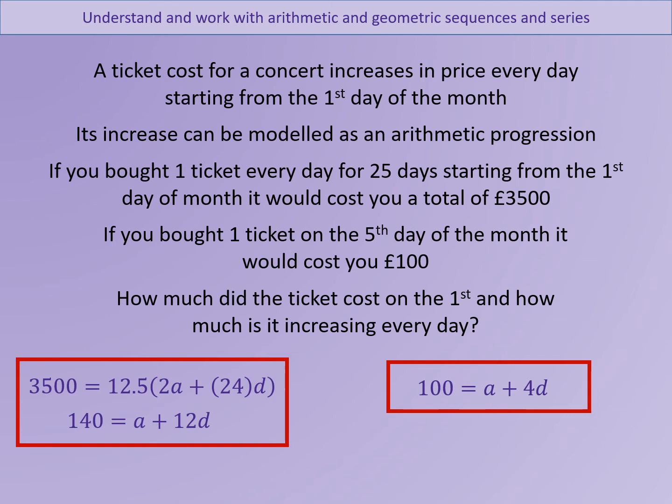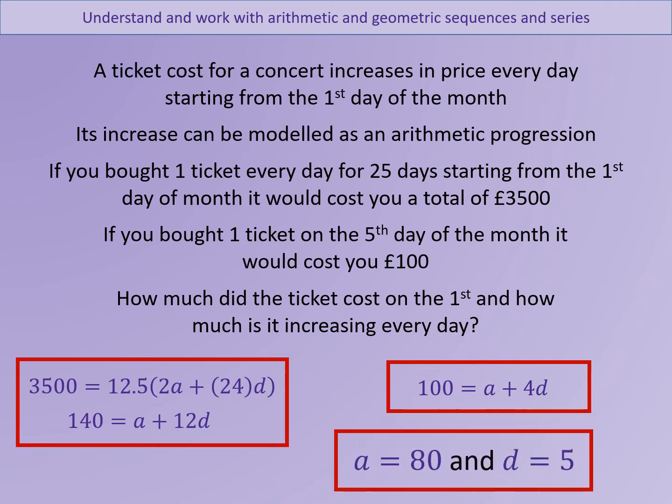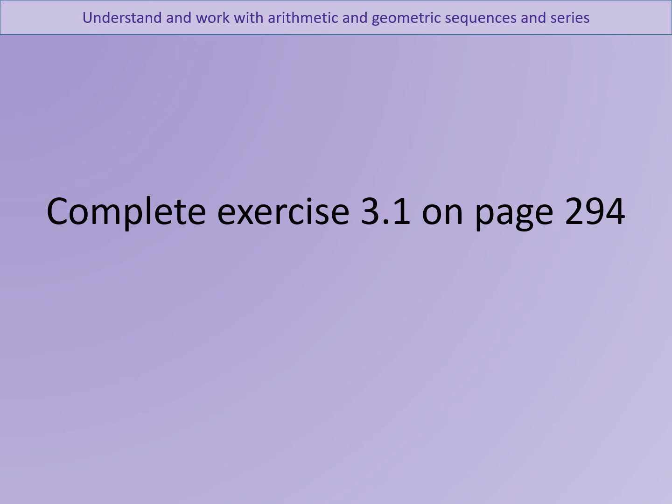We can now solve the simultaneous equations that we have. We have a plus 12d is 140 and a plus 4d is 100. You can either solve this by hand or you can put it in the simultaneous equation solver in the calculator. This leaves us with a is 80 and d is 5. So this is telling us that the initial ticket cost on day 1 was £80 and it increased by £5 every day. Now complete exercise 3.1 on page 294.